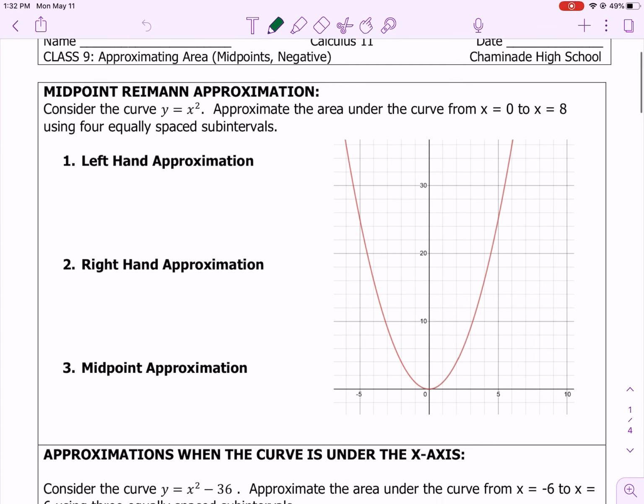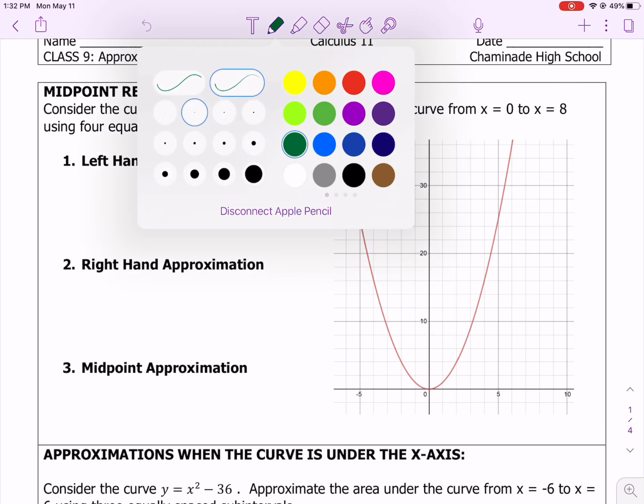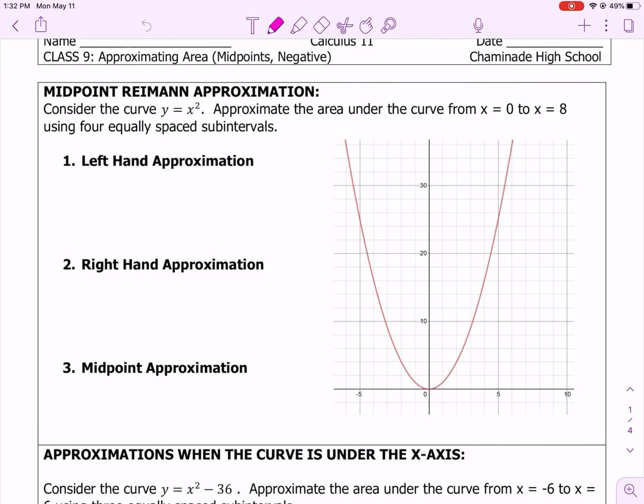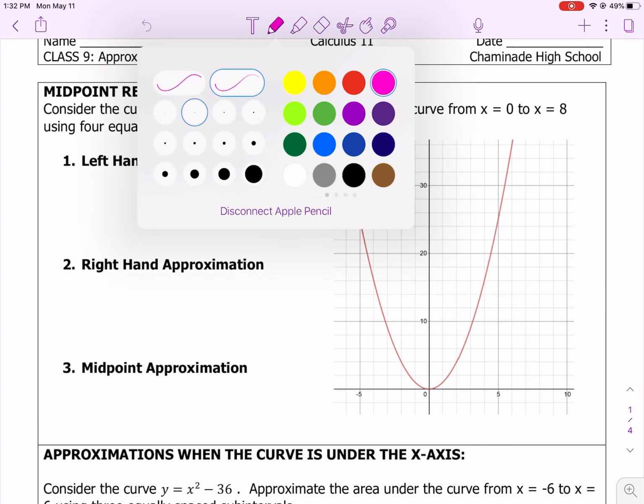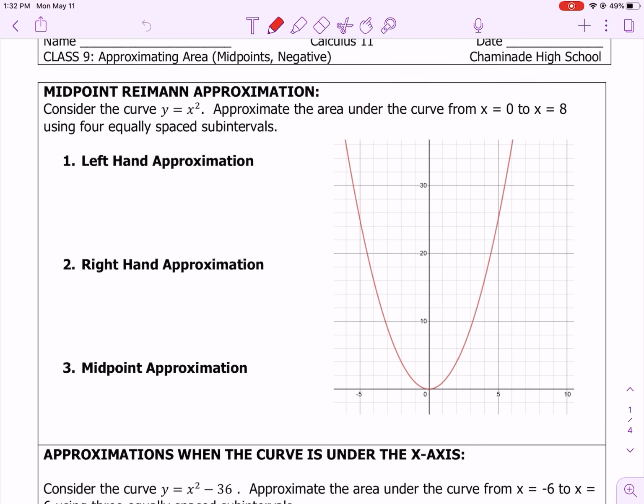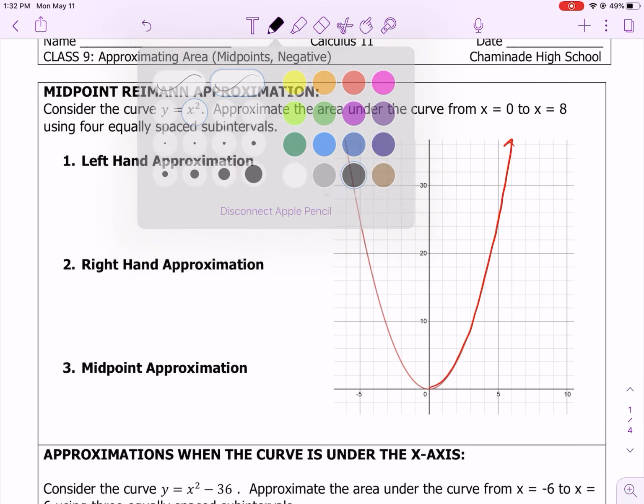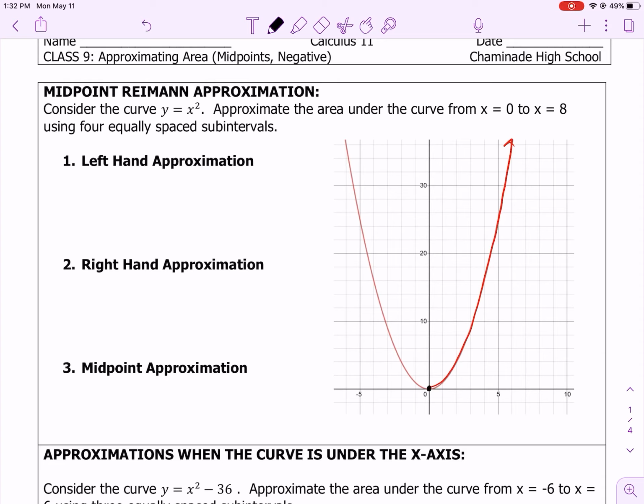So let's start with first a midpoint Riemann-Sum approximation and what that means. First, let's consider the curve y equals x squared, so your basic standard quadratic function. Okay, we're going to approximate the area under the curve from x equals 0 to x equals 8. So we have our basic curve here, y equals x squared, right? We have our function here. And again, we're going from x equals 0 to x equals 8. So we're starting from here and we're going up to 8.